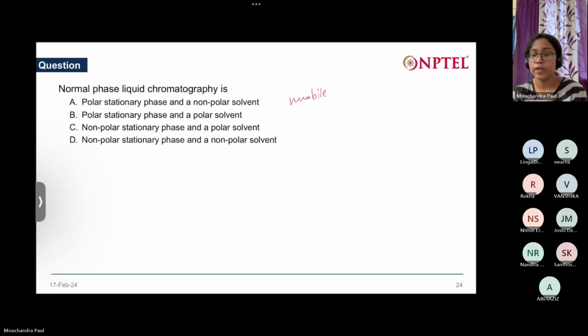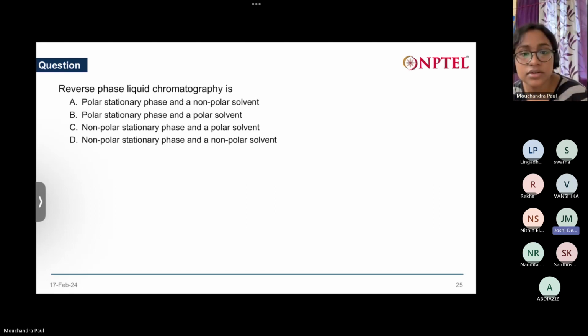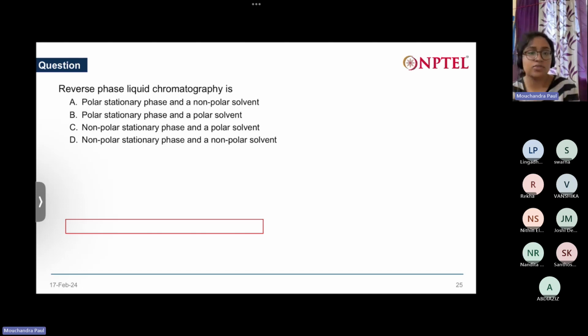Option A. Let's see. Yes, you're correct. Option A is correct. Now, similarly, what will then be reverse phase liquid chromatography? Normal phase was where you were using a polar stationary phase and a non-polar solvent. And what will be the reverse of it then? Which of these is correct? A non-polar stationary phase and a polar solvent. C, you're correct. So it is just the opposite of it.